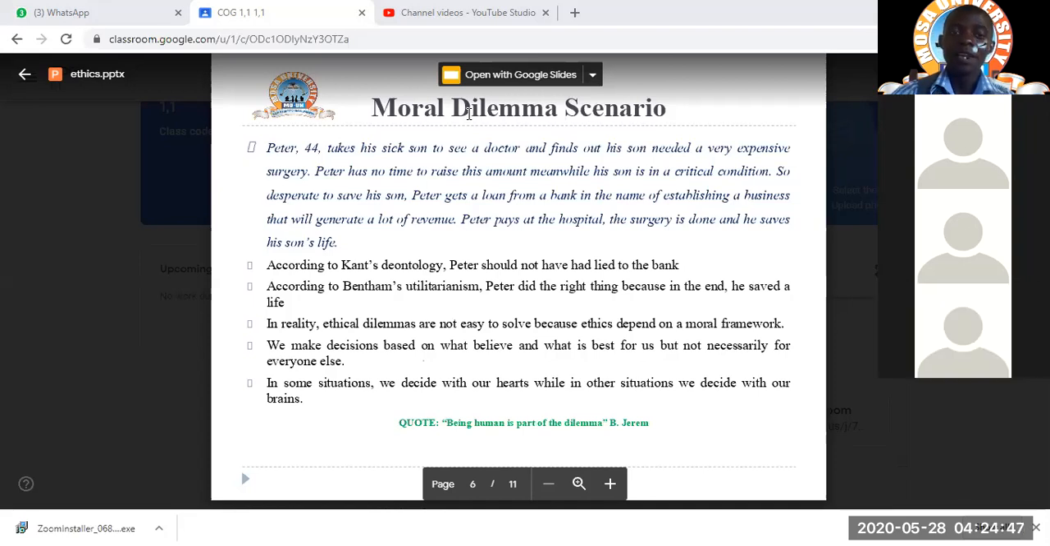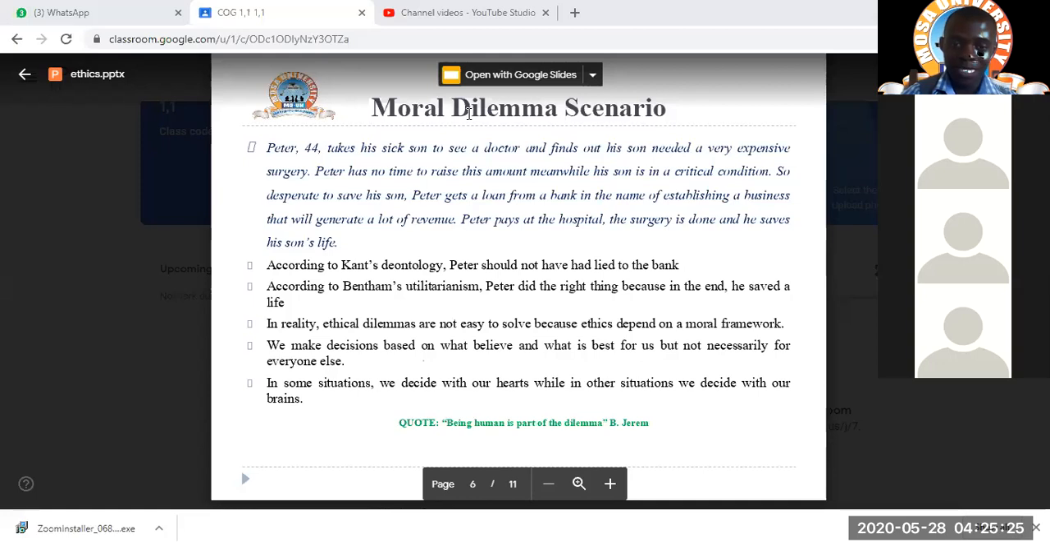Yes, sir. So according to Kant's deontology, Peter should not have lied to the bank. But according to Bentham's utilitarianism, Peter did the right thing because in the end, he saved a life. Are we clear on this one? Yes, sir. Peter told lies to the bank so that they can give him a loan. If he said, I want to save my son, the bank would have said no. But he used a business to gain a loan from the bank. And when he got the loan, he paid at the hospital and the son was saved.